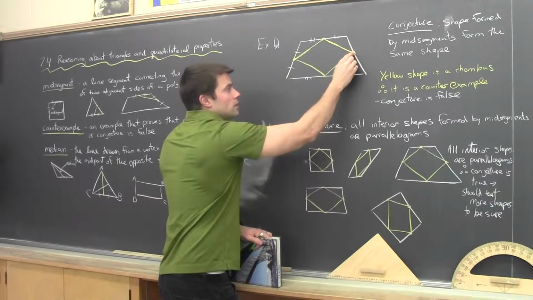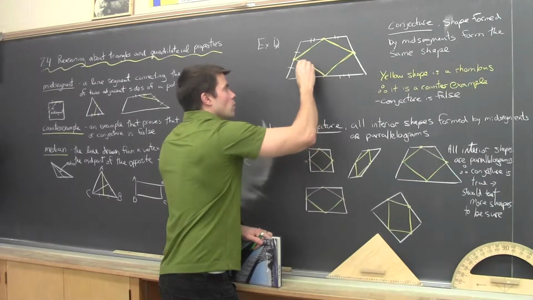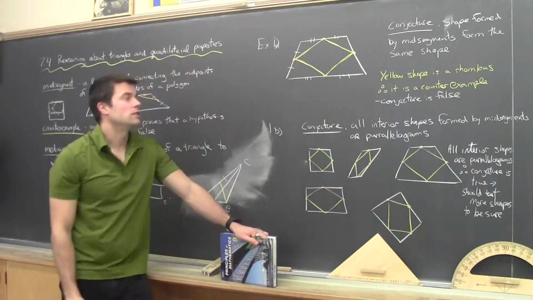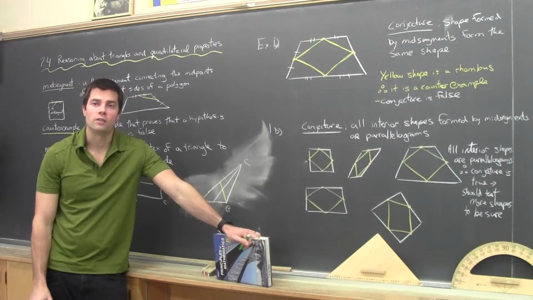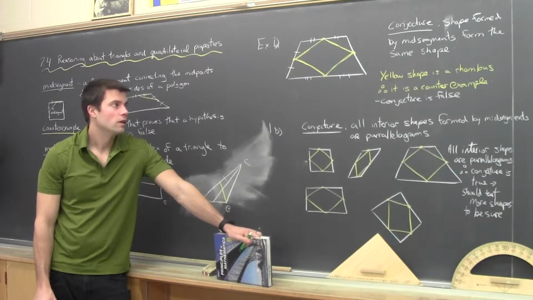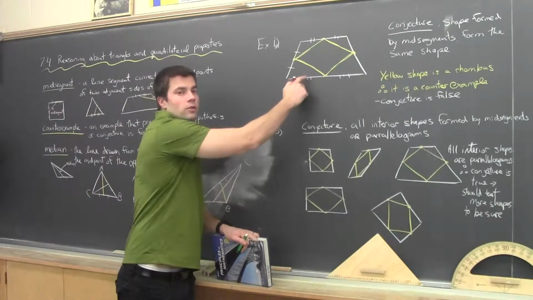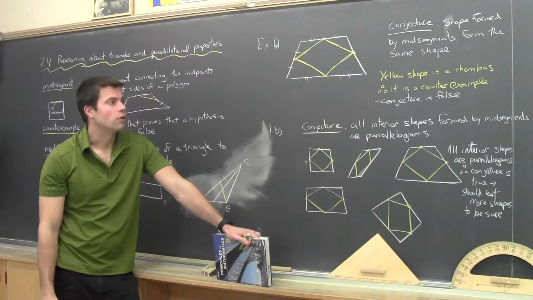Okay, that's the conjecture. As we can see, if I join these midpoints, all my mid-segments here, you notice that the shape inside is actually not a trapezoid. So this would be a counterexample. The yellow shape is a rhombus.